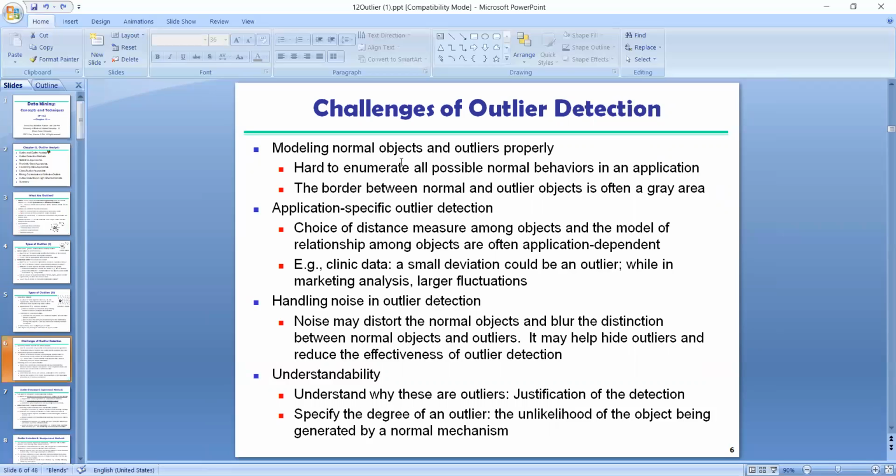Another one is understandability. In some applications a user may want to not only detect outliers but also understand why the detected objects are outliers. Not only that this is an outlier, he wants the justification, the background knowledge of why it is an outlier. Sometimes this is going to be difficult. So we specify the degree of an outlier, the unlikelihood of the object being generated by a normal mechanism. So these are the main challenges in outlier detection.